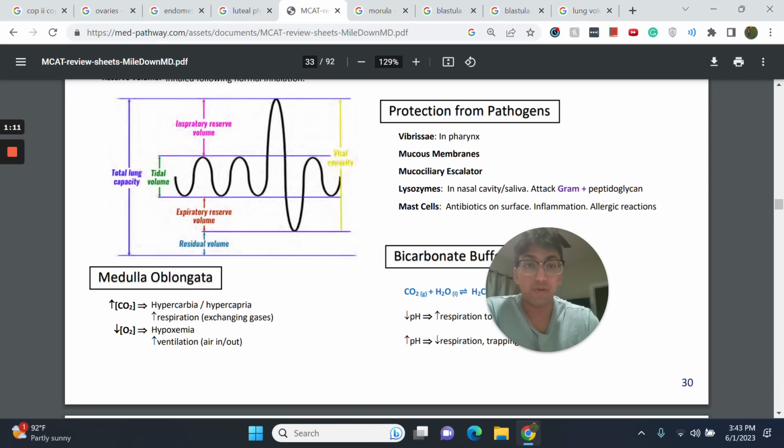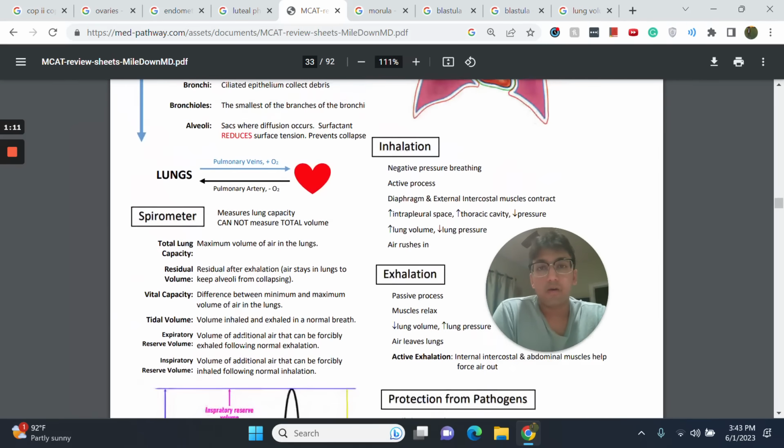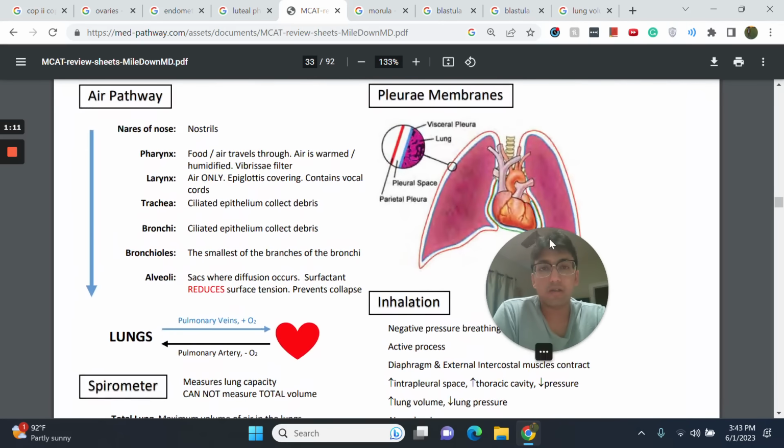And so when you have too little carbon dioxide, you're going to actually decrease the number of breaths you're taking because you don't want to do a lot of breaths and get rid of that carbon dioxide. So that's basically what the medulla oblongata is helping you do. And when you have too little oxygen, you're going to increase ventilation again. Okay. Whew.